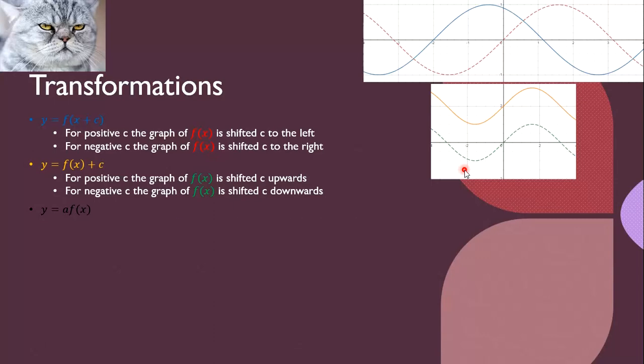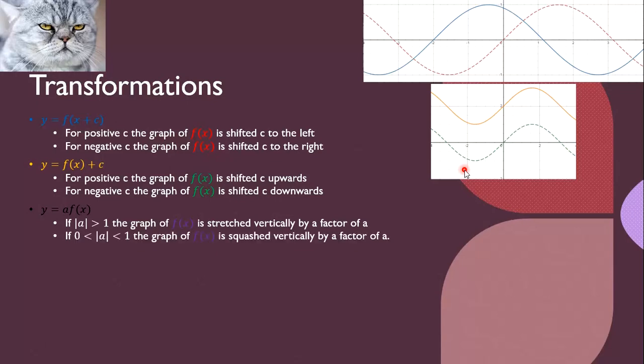y equals a lots of f of x. This gets a bit more confusing. If the modulus of a is more than 1, the graph of f of x is stretched vertically by factor a. If 0 is less than the modulus of a, which is less than 1, the graph of f of x is squashed vertically by a factor of a.